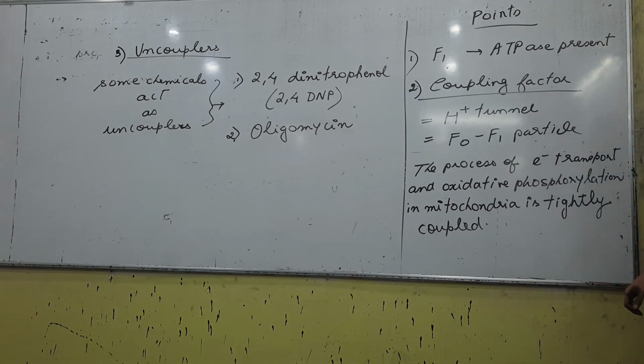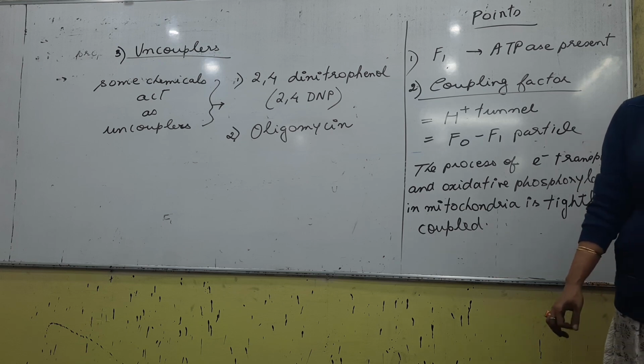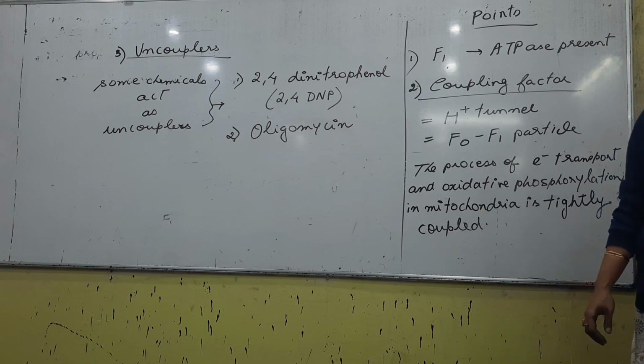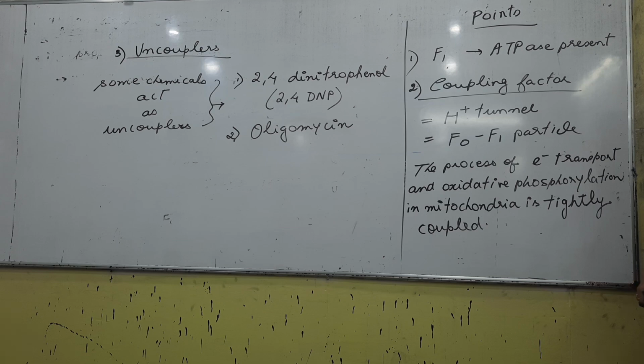So ultimately we have completed the 3 steps of aerobic respiration: glycolysis, Krebs cycle and terminal oxidation. Is the last point understood? Coupling factor, we have already drawn what is a coupling factor, we understand, right?